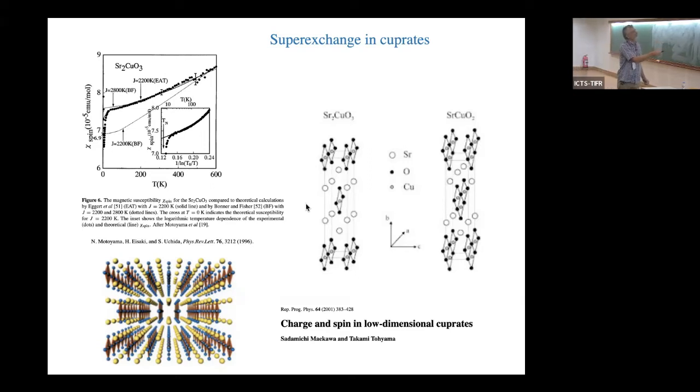This is another example. This is strontium copper O2, and here it is like a zigzag chain, and depending on how you look at it, either two decoupled chains or weakly coupled chains.